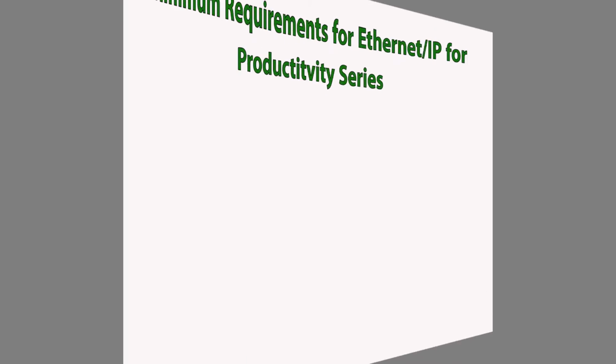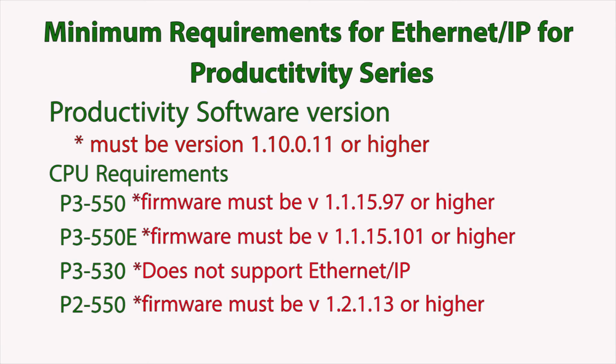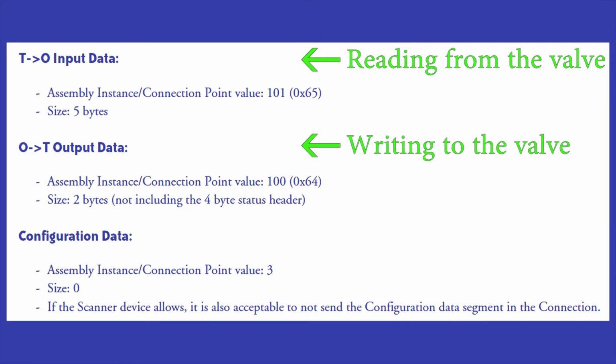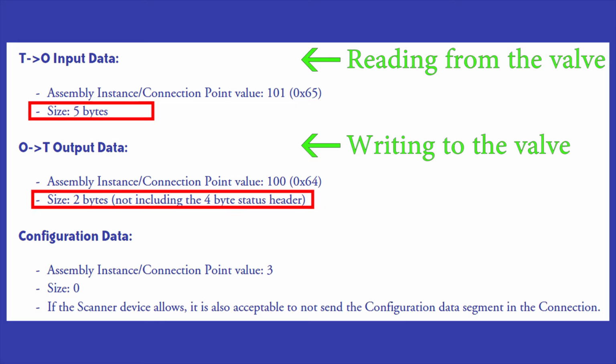Here are the minimum requirements to use Ethernet IP with the Productivity Series CPUs. For the Productivity CPU to communicate to the Nitra valve, these are the communication parameters that we will need for this setup. So the input data is what we're reading from the valve, and the output data is what we're writing to. The input, as we see here, consists of 5 bytes. The output word consists of 2 bytes, or 16 bits, 1 bit for each possible solenoid on the valve.